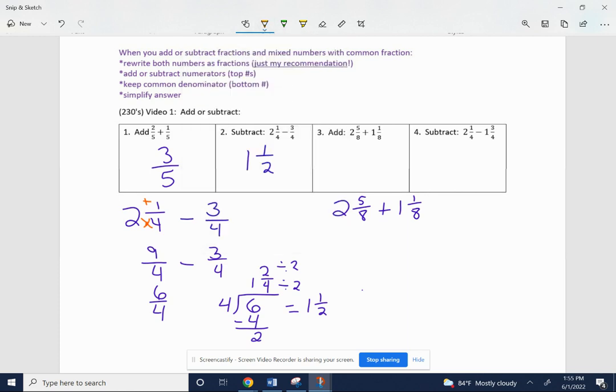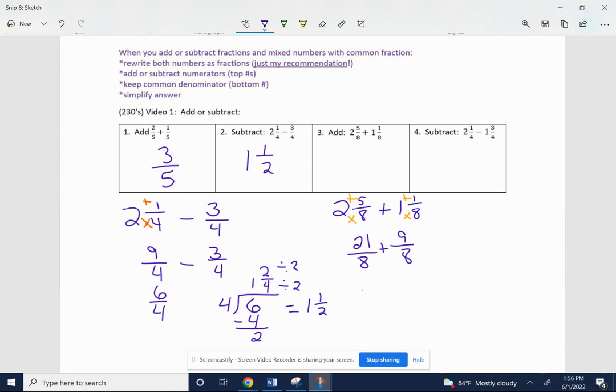Okay, I first need to make these into fractions, at least the way that I'm doing it. I'm going to make these both into fractions. I'm going to multiply and add. Multiply, add, drag. Okay, 2 times 8 is 16. Add 5. That's 21. Drag the 8. 21/8. Okay, 8 times 1 is 8. Plus 1 is 9. Drag the 8. 9/8. So we have 21/8 plus 9/8.